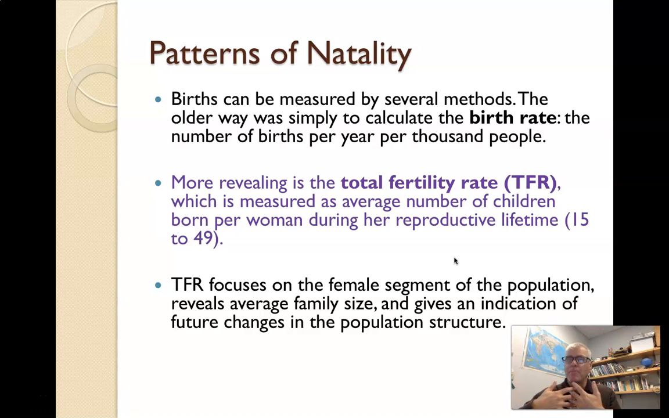So when we're talking about how many people are born in a particular population, we call that natality. And so sometimes people talk about the birth rate, which is just how many babies are being born per 1,000 people in a population. But what's actually a more effective way of understanding what's going on in a population is a measure called the total fertility rate, or TFR. And that is the average number of children that will be born per woman over their reproductive lifetime.